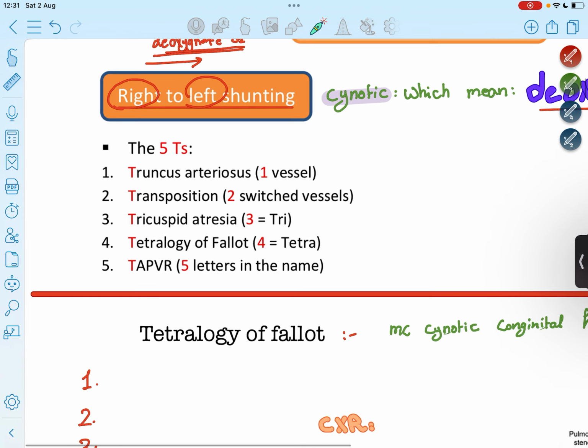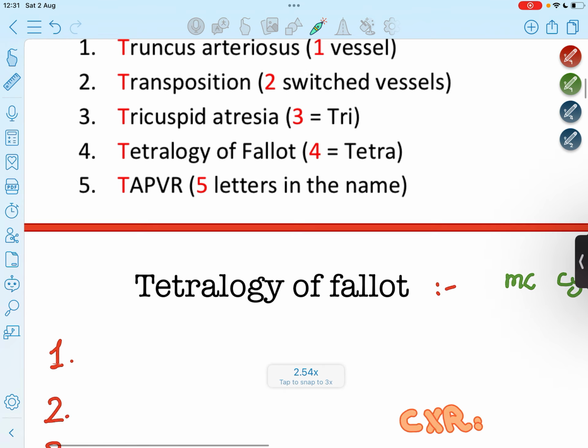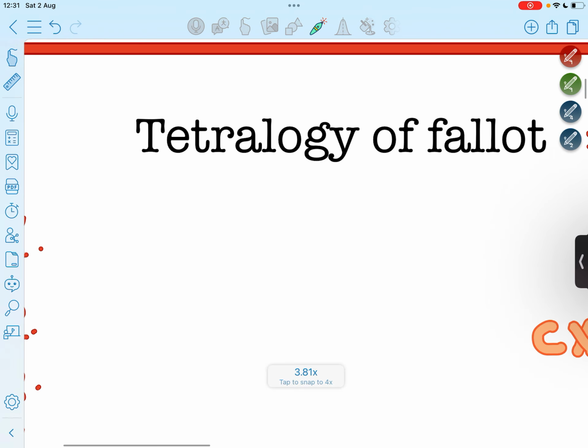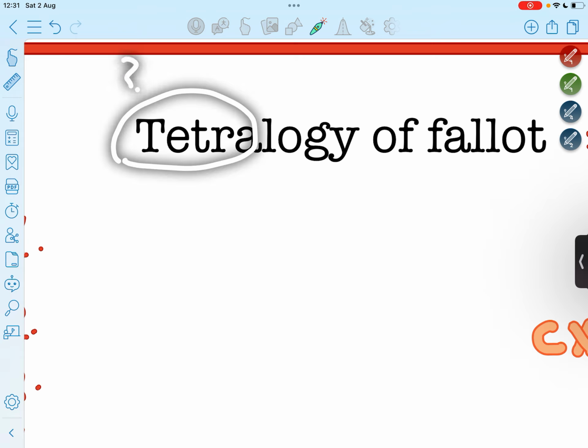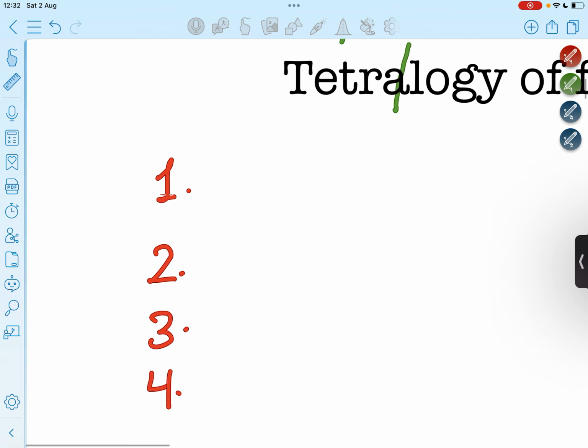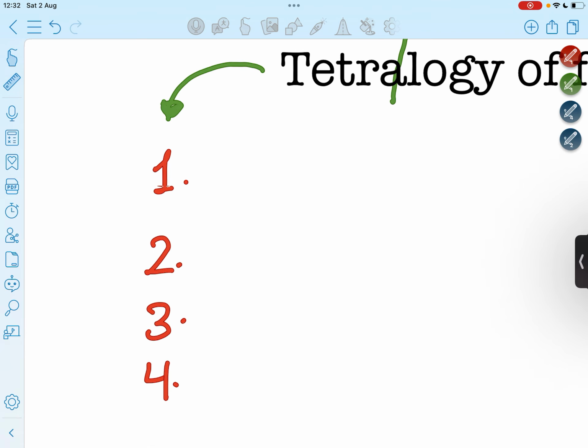We have 5 things to learn in right to left shunt, but we can first start with Tetralogy of Fallot. Let's cut this word. What is the meaning of tetra? Tetra means 4. In Tetralogy of Fallot we have 4 anomalies.